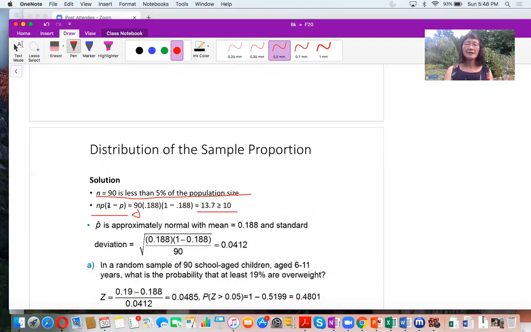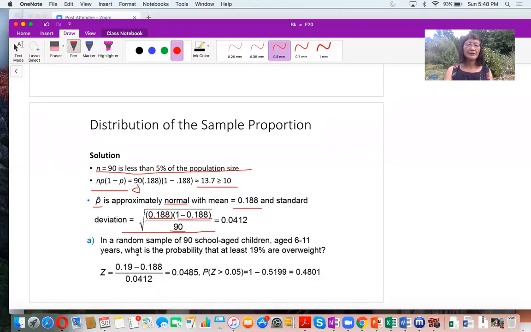So those two conditions are met. So we conclude the sample proportion p hat is approximately normal with the mean 0.188 and standard deviation, you use the square root of p times 1 minus p divided by sample size n. Okay, so you calculated mean and standard deviation.